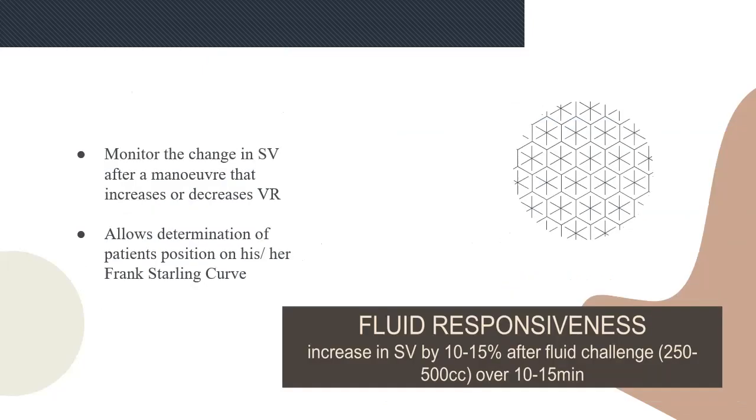So as I said, you have to monitor the change in SV, and fluid responsiveness is defined as an increase in stroke volume by 10 to 15% after a fluid challenge of 250 to 500 mLs over 10 to 15 minutes. Okay, so you check the stroke volume prior to giving fluids and immediately after you give the fluid, for 15 minutes. Because as we know, fluids don't stay in the body for long after we bolus a patient, especially in septic patients. They tend to dissipate into your interstitial fluids.